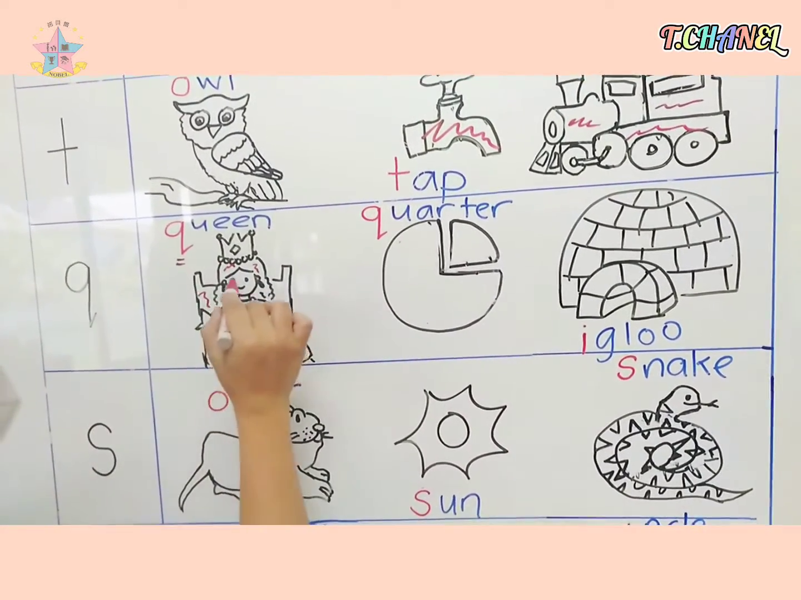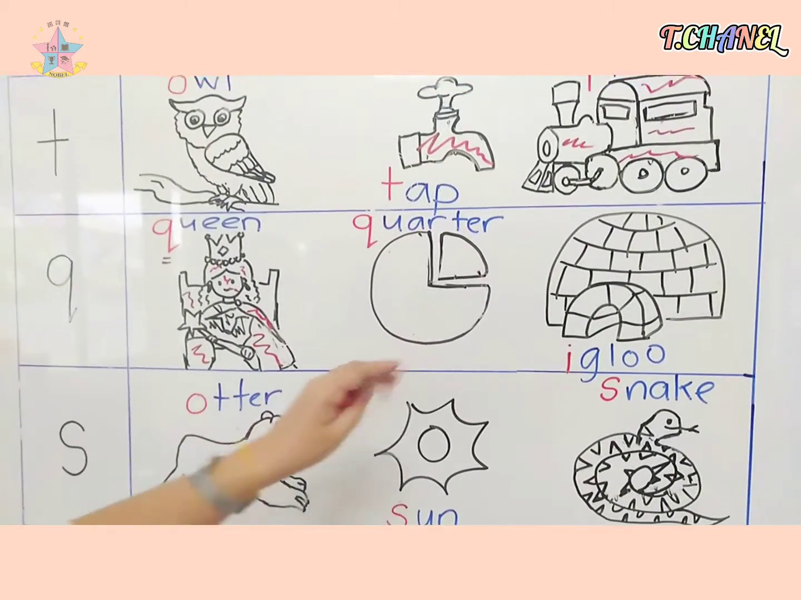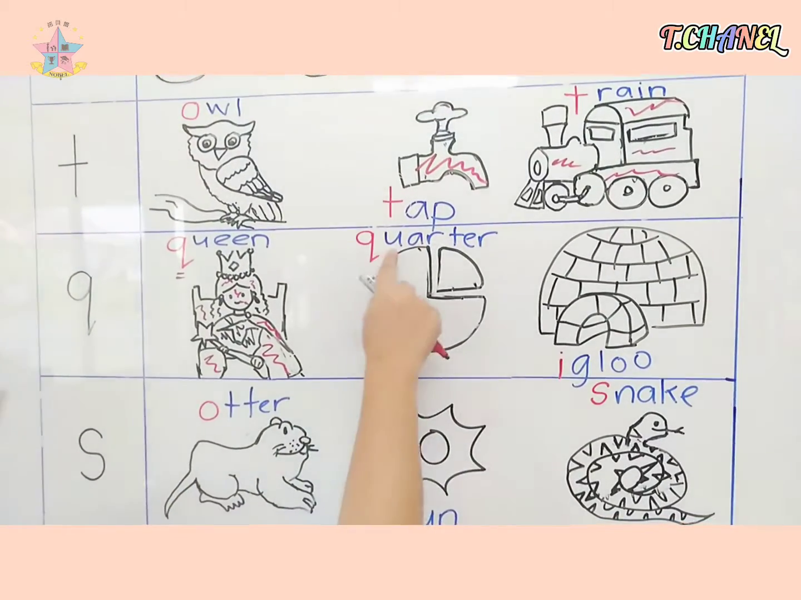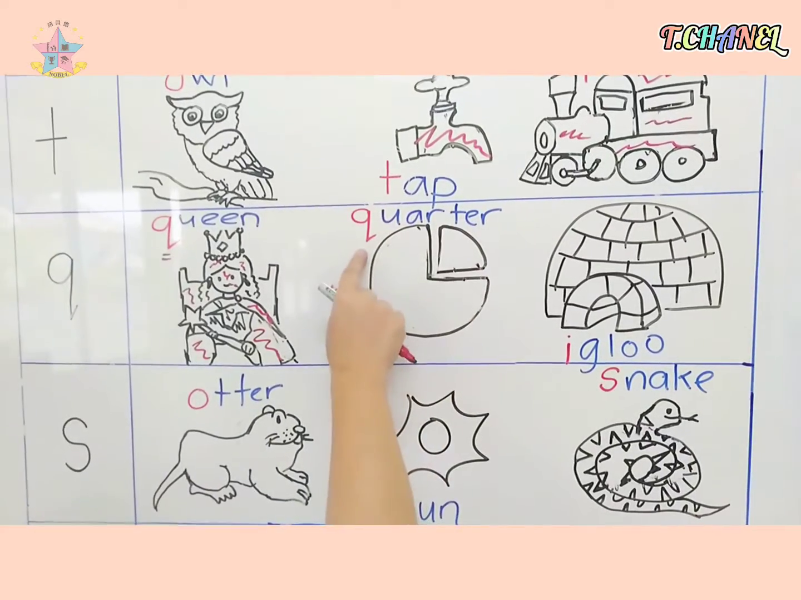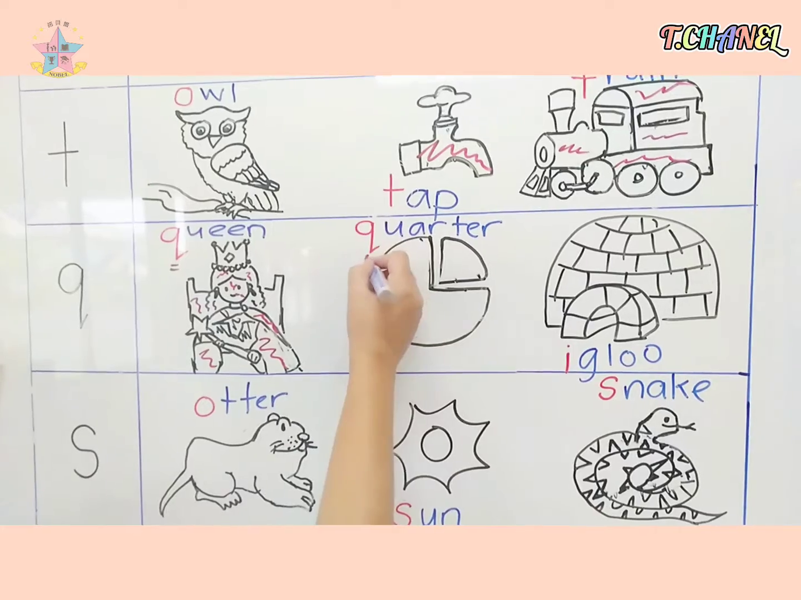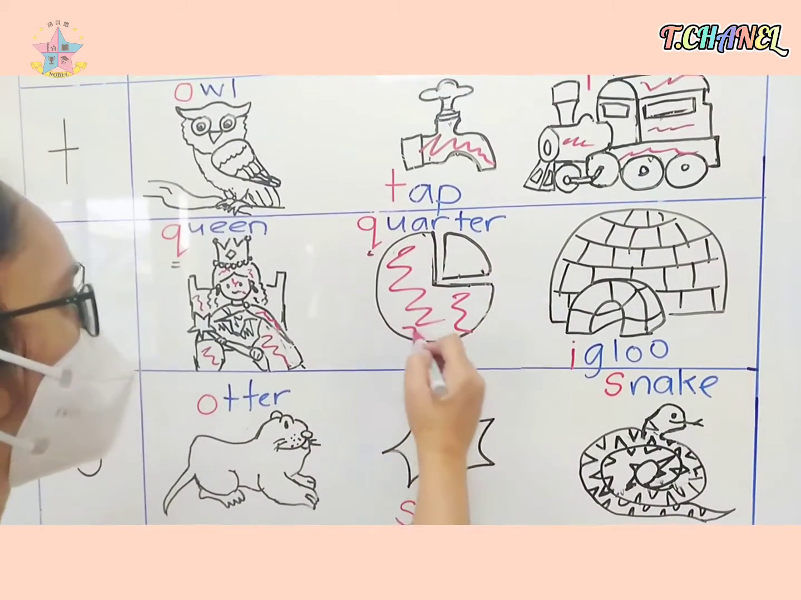Color the queen. Okay. What picture is this? This is called quarter. Q, quote, quarter. Q, quote, quarter. Is quarter start with letter Q? Yes. So you have to color the picture.